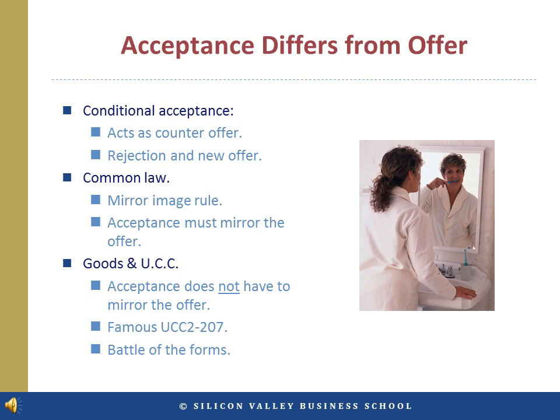However, the mirror image rule does not apply for the sale of goods. The UCC states that a contract can be, and usually is, formed when acceptance adds terms or otherwise diverges from the offer. As merchants use form contracts for both purchases and sales, a battle of the forms and divergence of acceptance from offer is common in the sale of goods.